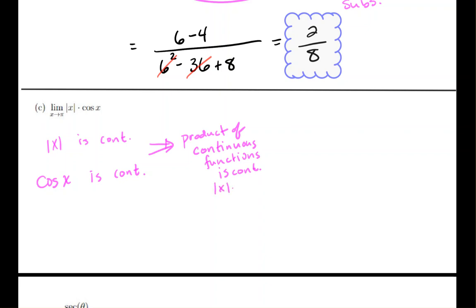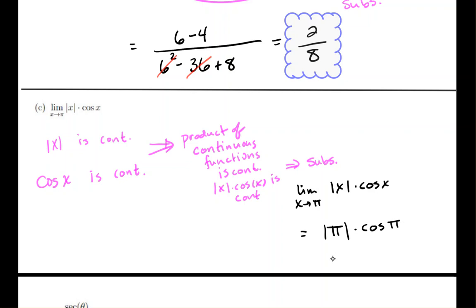So x times cosine of x is continuous. That means we can use our substitution theorem for limits, which tells us the limit is just equal to the value of the function. So evaluate pi for all the x values. Absolute value of pi is pi. Cosine of pi is -1. So our answer here is just -pi.